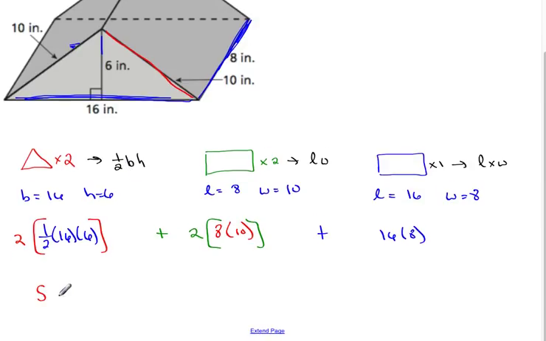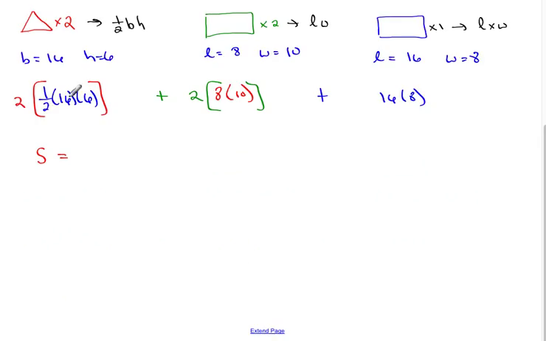So the total surface area is going to equal 2 times 1/2 times 16 times 6. Does anybody have that one? So it is 2 times 1/2. Well, 2 times 1/2 is just 1. So what's 16 times 6? The answer should be there.